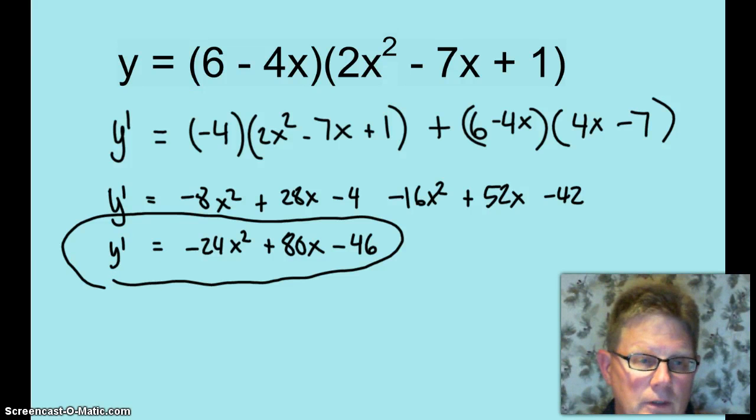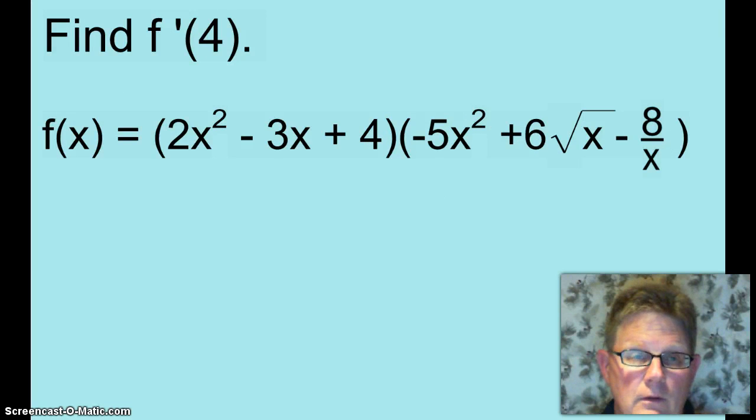Let's go on to bigger and brighter things. Let's try another one. Okay, this time, not only do we have to find the derivative, we've got to find the slope at a given point. That's what this f prime of 4 is. We're trying to find the slope at a given point.